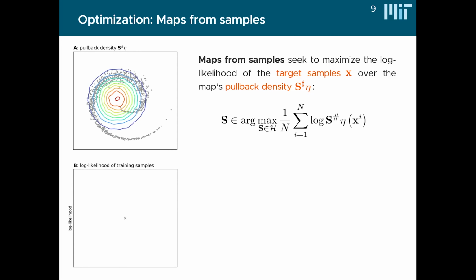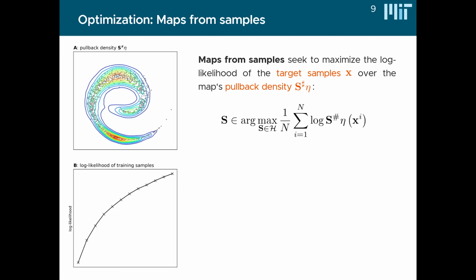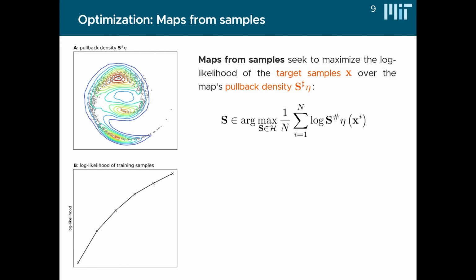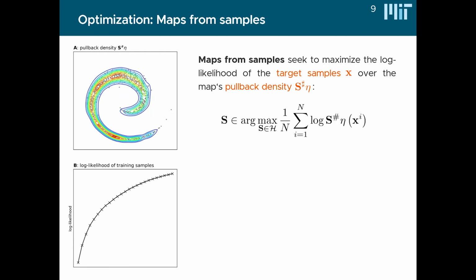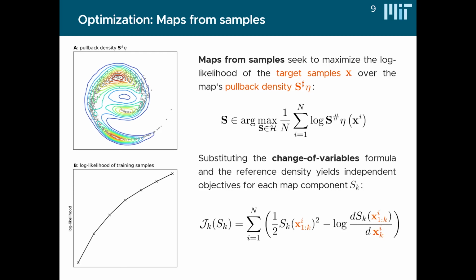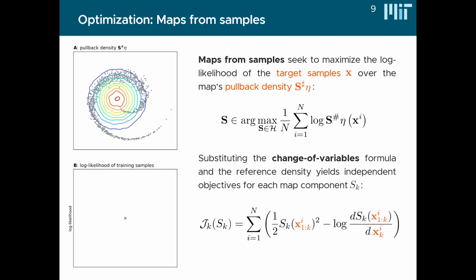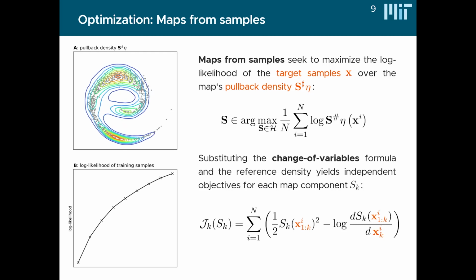So to visualize this, starting from a standard Gaussian, we seek a map which transforms the standard Gaussian into a distribution which maximizes the probability density of the samples we were given. So it basically molds this distribution to the samples. And if we then insert the change of variables formula for the pullback density, we can derive an objective function which we can split into independent optimization objectives for each of the map component functions, which are very easy to evaluate. A large advantage of this approach is that we can optimize a map in parallel. So we can optimize each of those map component functions independently.